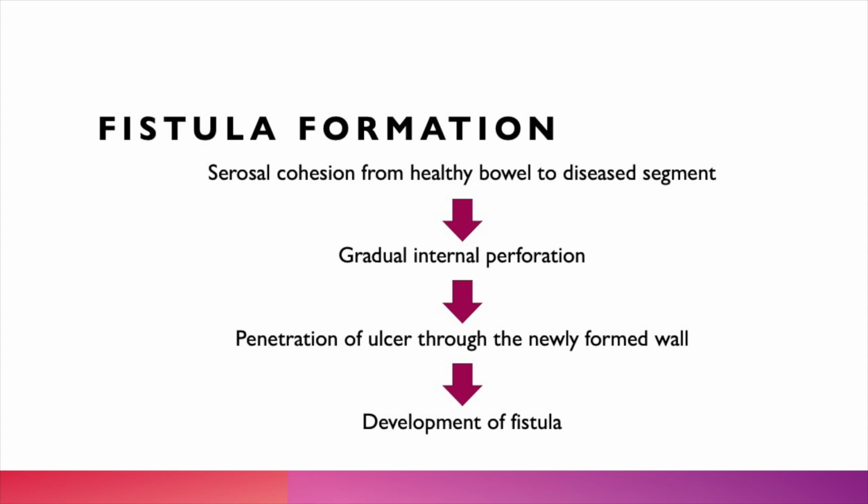First, there's serosal cohesion from healthy bowel to the diseased segment. Then gradual internal perforation ensues, followed by penetration of ulcer through the newly formed wall, and finally, the development of a fistula. To visualize that clearly, I took some X-ray and CT scan images to show it to you.